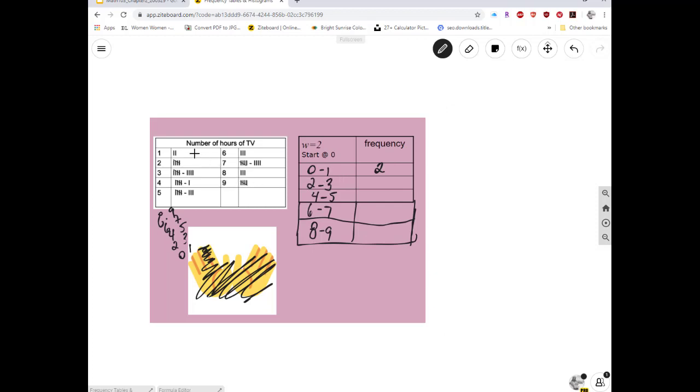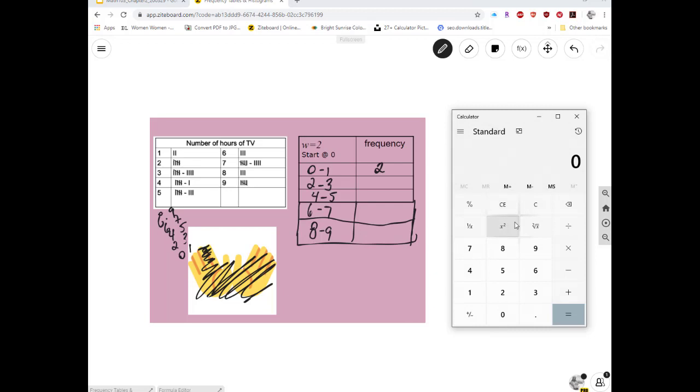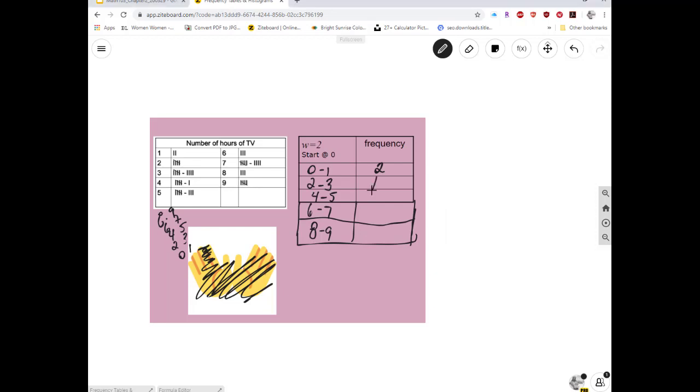And from 2 to 3, I'm going to just use my calculator. If you can do it without a calculator, I applaud you. I just want to make sure that everybody sees where I'm getting this. So there are 5 people that watch TV 2 hours, and there are 9 people that watch TV 3 hours, so that is 14 people total.